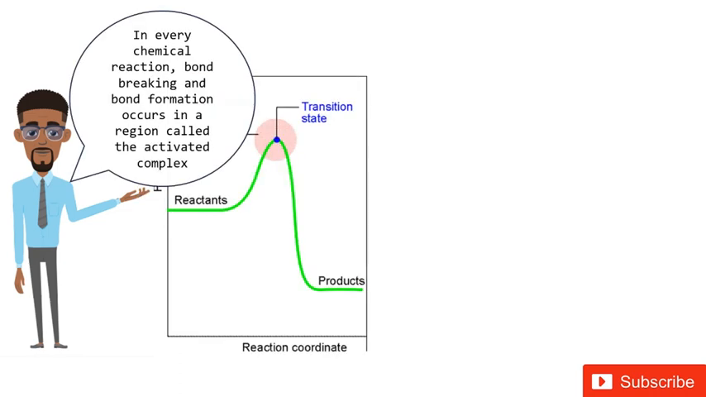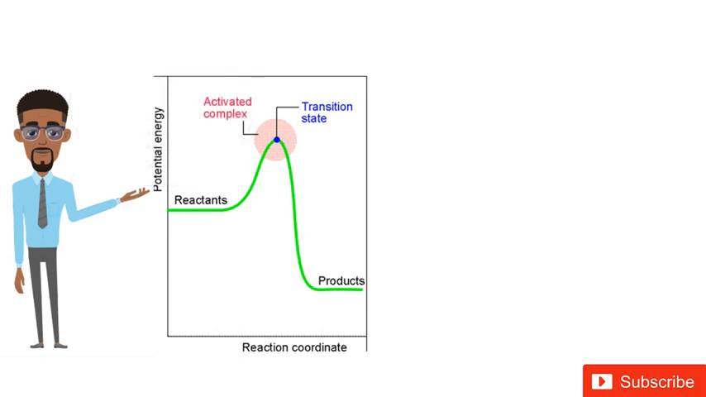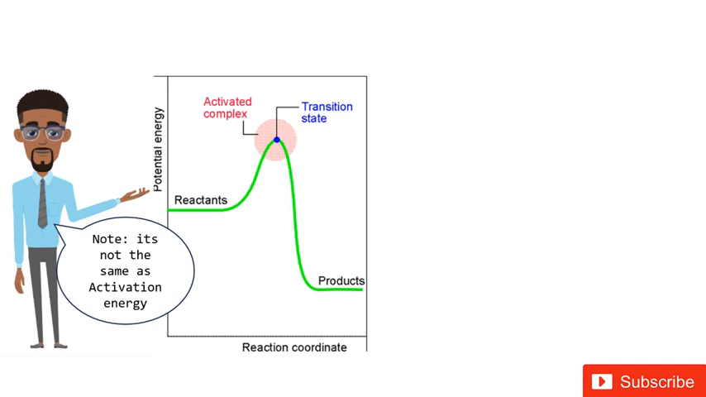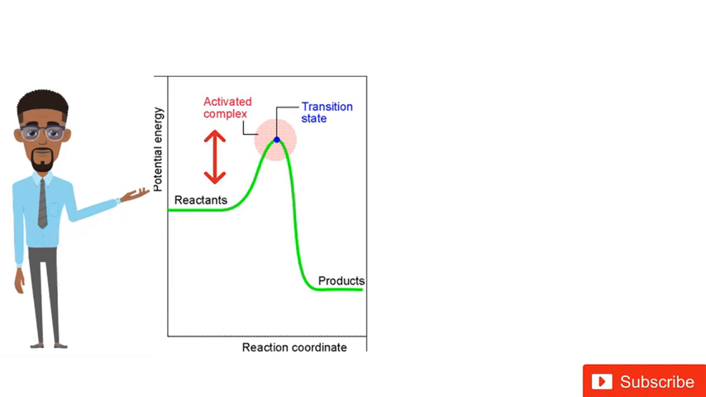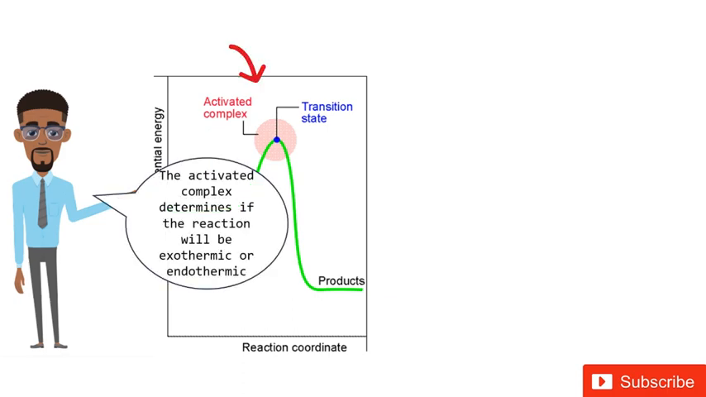In every chemical reaction, bond breaking and bond formation occur in a region called the activated complex. Note, it's not the same as activation energy, which is the difference between the reactants and the activated complex. The activated complex determines if the reaction will be exothermic or endothermic.